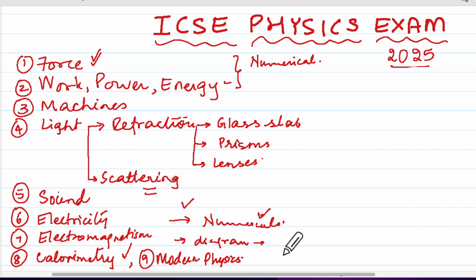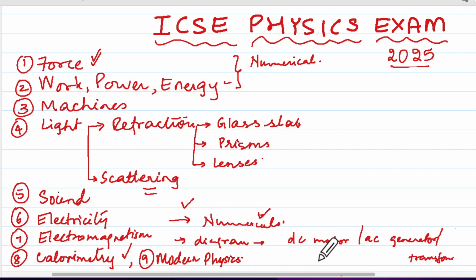After that, you will have the right hand thumb rule. You have Fleming's left hand rule, right hand rule, clock rule. Okay, so whole lot of diagram based questions are important in electromagnetism. Ultimately, it ends up with your DC motor and your AC generator and the transformer.